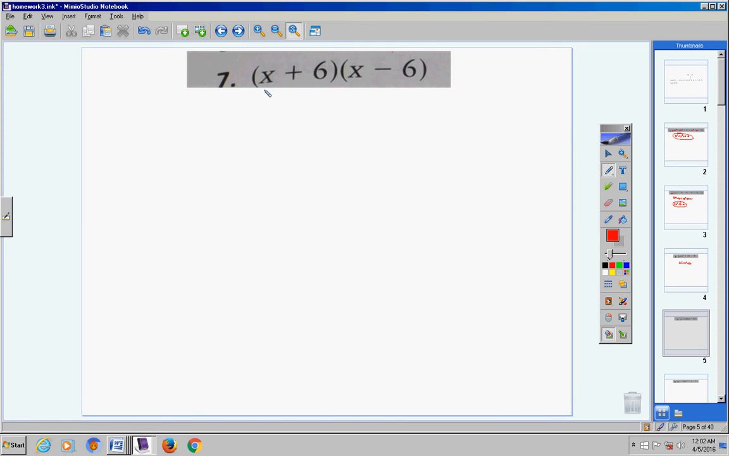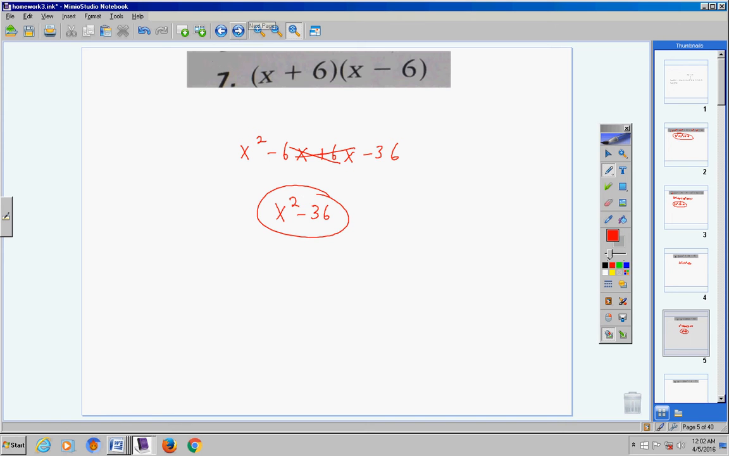Number 7. Okay, we're multiplying a binomial times a binomial. We should know what to do with these by now. You take this x and you multiply it through. Then you take this positive 6 and you multiply it through. So here we go. X times x is x squared. X times negative 6 is negative 6x. 6 times x is positive 6x. And positive 6 times negative 6 is negative 36. Okay, these cancel out, negative 6x, positive 6x, and you're left with x squared, negative 36. Alright, let me take a look at the back of the book here, and that is correct.